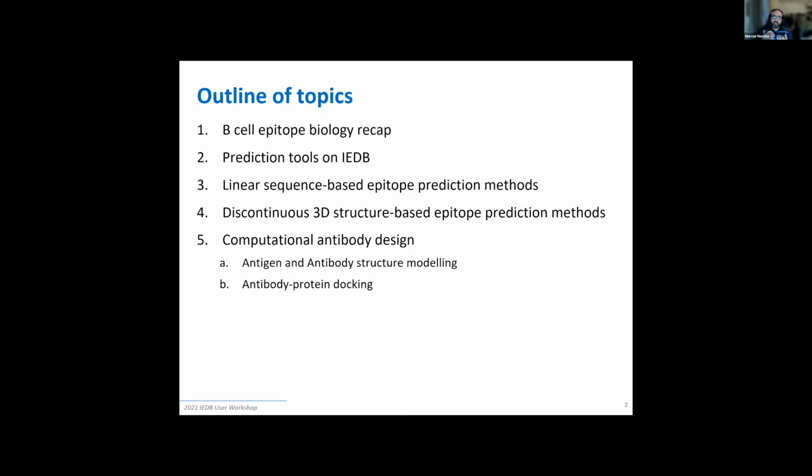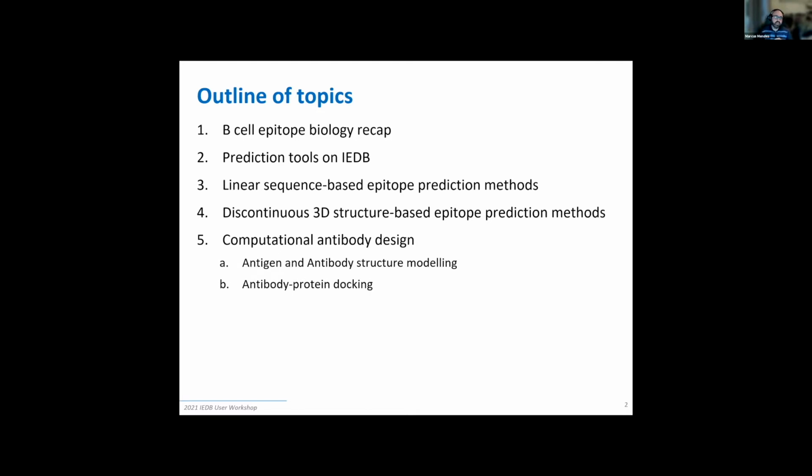If you want to use the predictions on the B cells, you need to understand some terms that we are using. What is an epitope? What is an antigen? What is a paratope? If you don't know, there's no problem. I'm going to talk about them briefly so you can know a little more about that. After that, I'm going to talk about the prediction tools available on IEDB for the B cell epitopes.